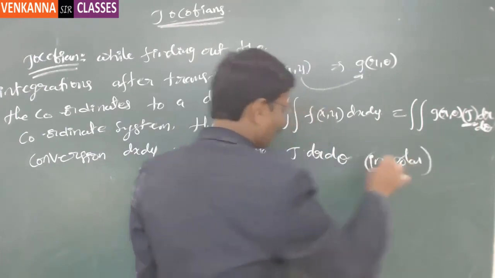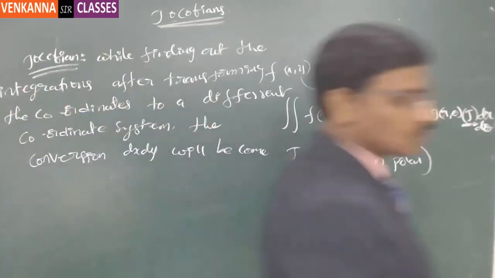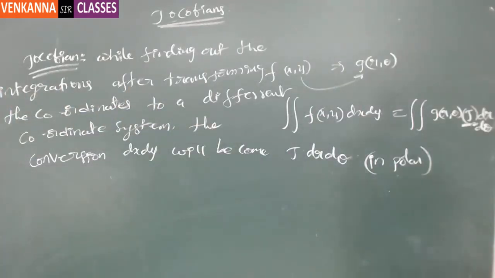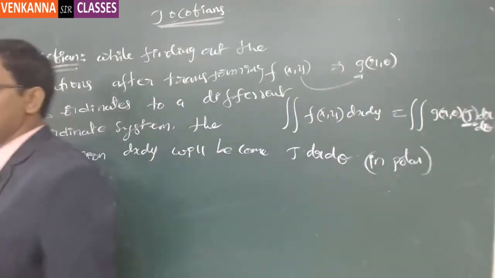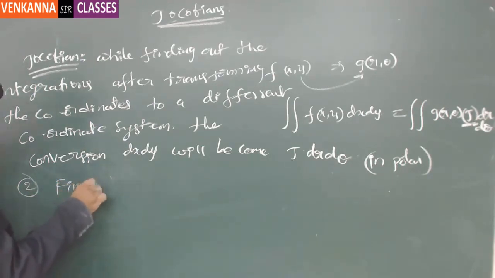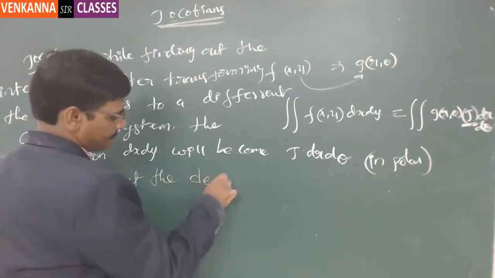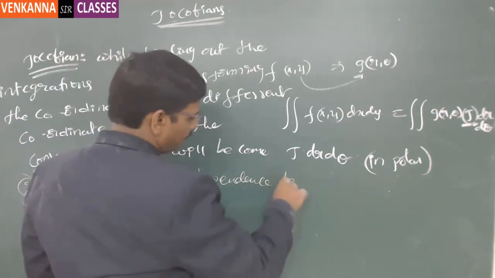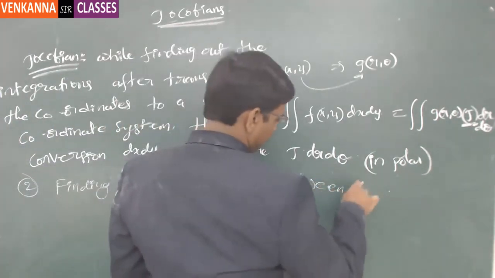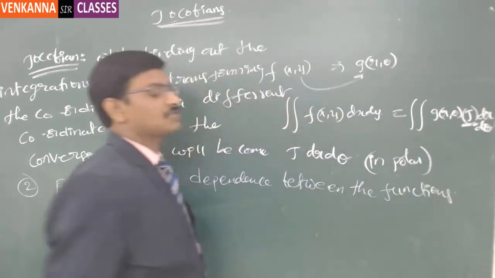So not only in the polar coordinate system, in every coordinate system, if it is converted from one to another, it has to be multiplied with the corresponding Jacobian. This Jacobian has to be calculated with the help of partial differentiation. This is one application of the Jacobian. Another application of the Jacobian is finding the linear dependence between the functions. So these are the two important applications of the Jacobian.